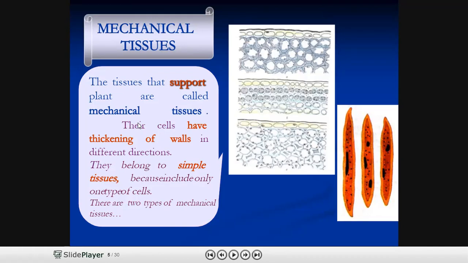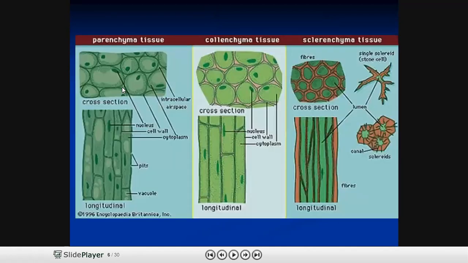Why do they have this kind of function? Because if you see their walls in this figure, these cells have a thickening of wall in different directions. They have very thick walls. Walls that are very thick make them rigid and they provide support. So they belong to simple tissue because they are made up of only one type of tissue, or there may be two types of tissue. So these are these kinds of tissue here.